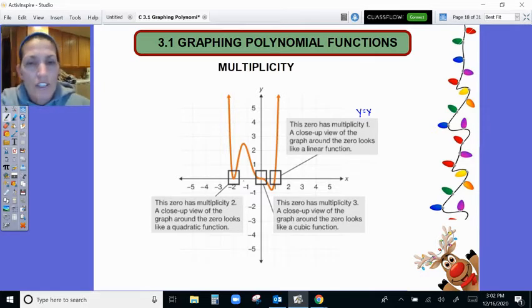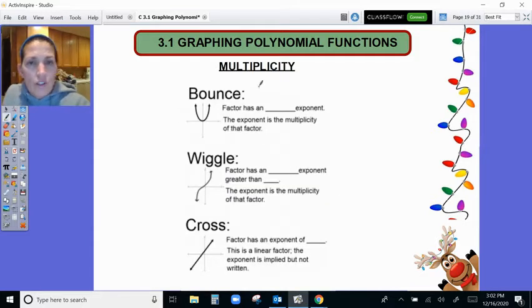A 0 with a multiplicity of 2 ends up looking like, if you hone in on it and zoom in on it, a parabola. Okay, and parabolas kind of come down and bounce off of the axis. Okay, and so this has a multiplicity of 2, 4, 6, or 8. Any even multiplicity looks like that. And we call these bounces, we call these wiggles, and we call those crosses. Okay, and so this is what we have.